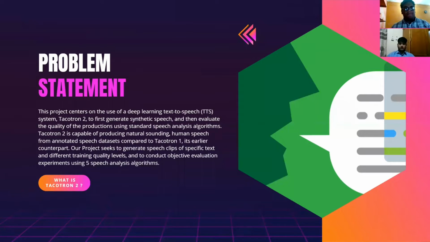Our problem centers on the use of a deep learning text-to-speech system called Tacotron 2. It is used to first generate synthetic speech, and then we aim to evaluate the quality of the productions using standard speech analysis algorithms. You see, Tacotron 2 is capable of producing natural sounding human speech from an annotated speech dataset, as compared to its predecessor, Tacotron 1.